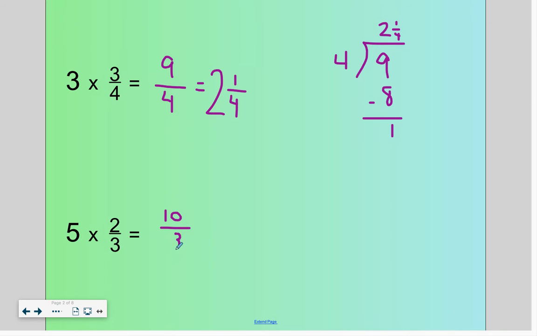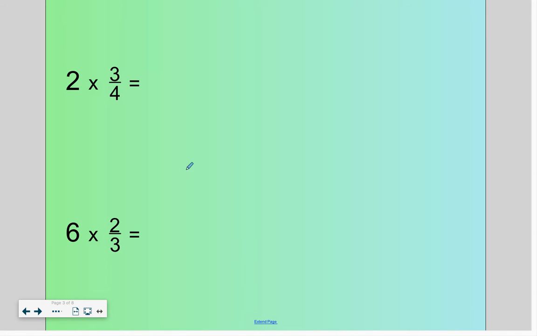We keep our denominator the same. 3 goes into 10 3 times with 1/3 left over. 2 times 3/4. 2 times 3 is 6. We keep our denominator the same.